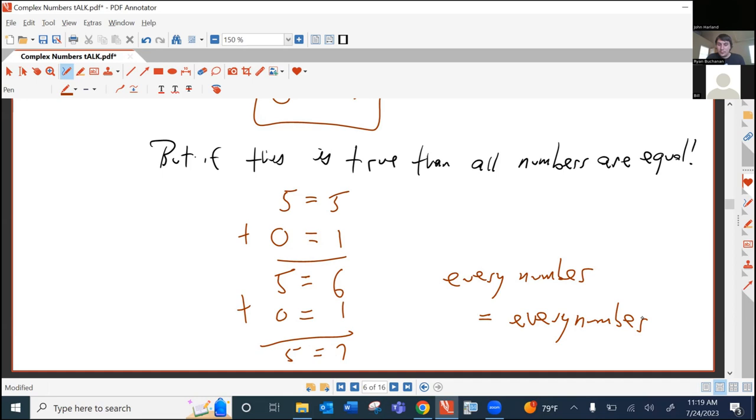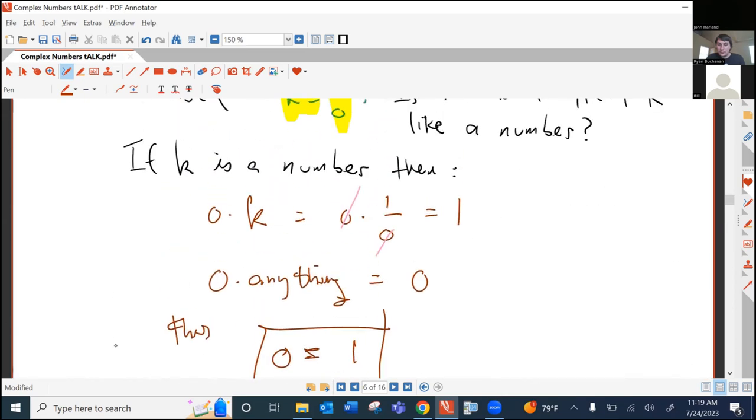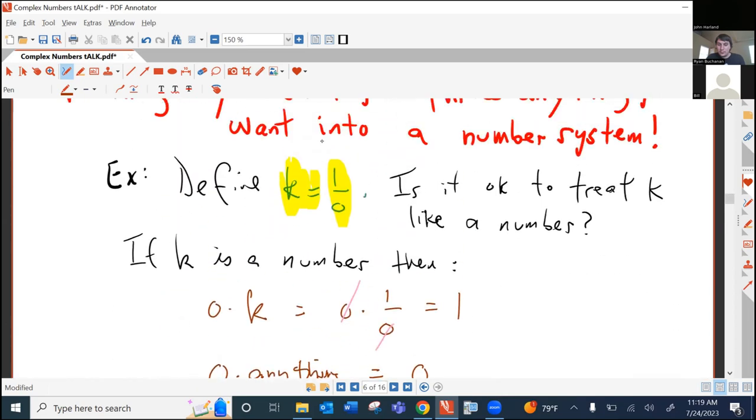And so if you don't mind all numbers being equal, then by all means, you can use 1/0 and treat it like a number. But if you find that makes your number system useless, which I think most of us would, then you have to draw the line and say that this is not a normal number. Now, in analysis, we call this an extended real number. It doesn't enjoy the full properties of all the real numbers.